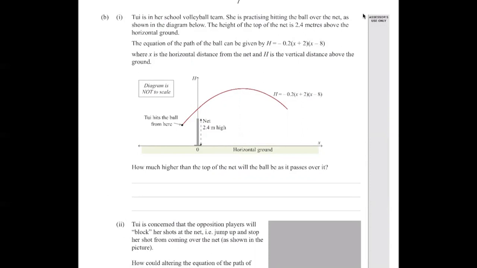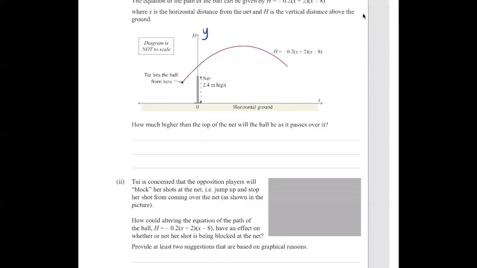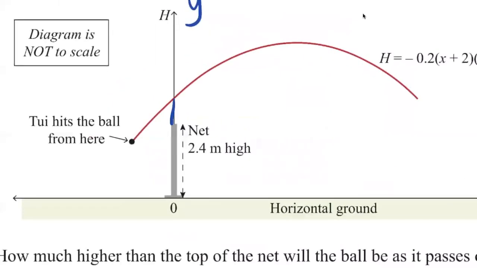Tui hits the ball and it flies according to that red line over the net at 2.4, fine. And the x-axis is horizontal ground. We've got h, which is normally the y-axis; that h is there for our y-axis if we want, or we can use h. The first question says, how much higher than the top of the net will the ball be as it passes over it? So what we're after is, what is that length there?